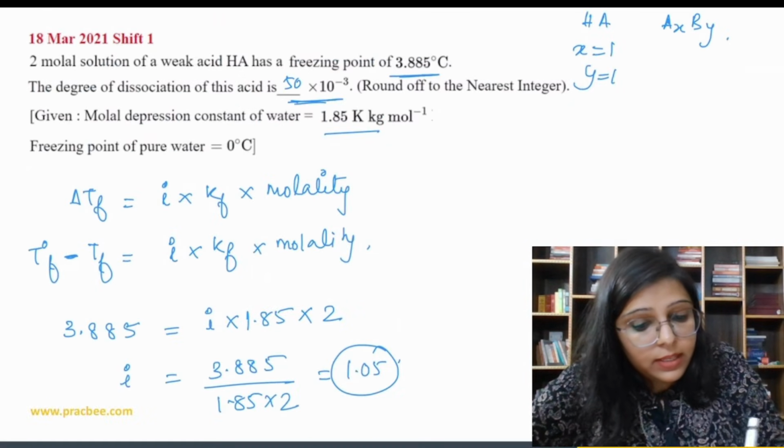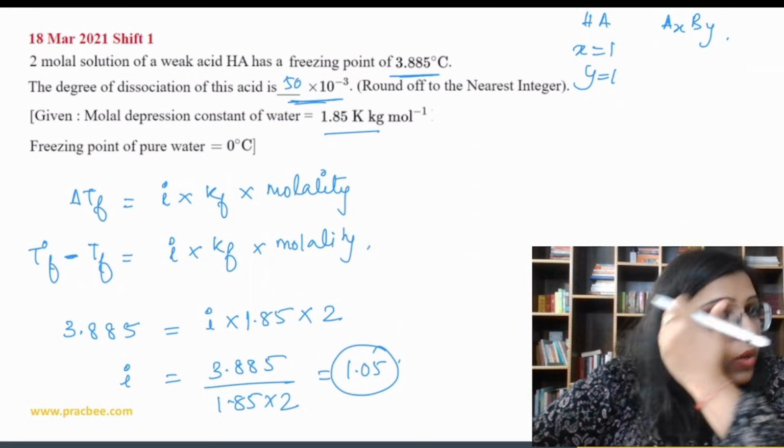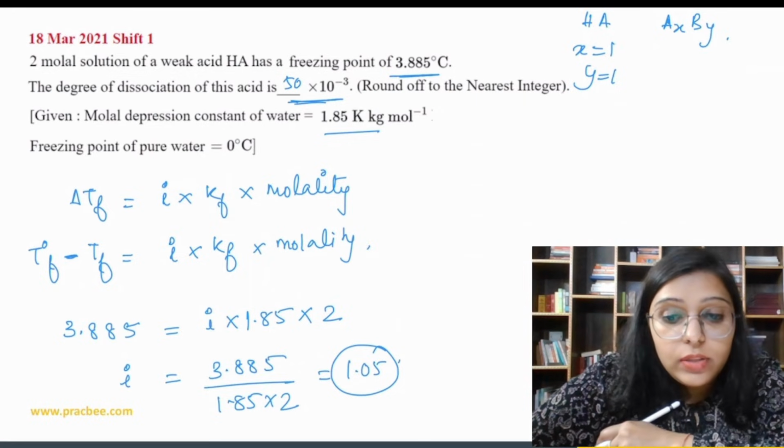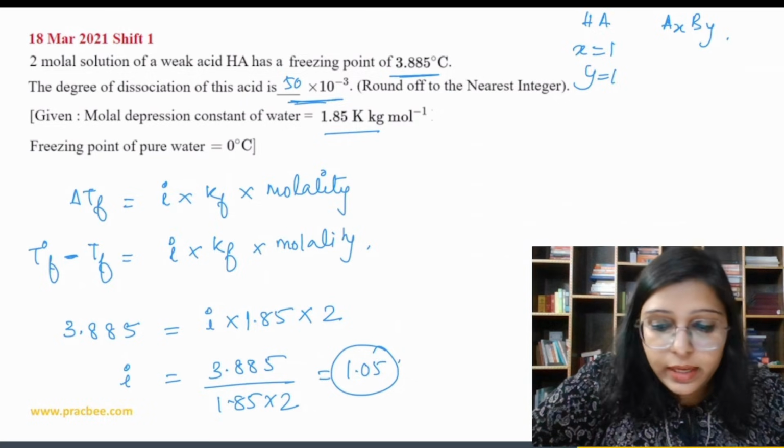So we have to write the answer in terms of this only. Okay, in terms of this only. So that is going to be the answer. Now let's do the next question.